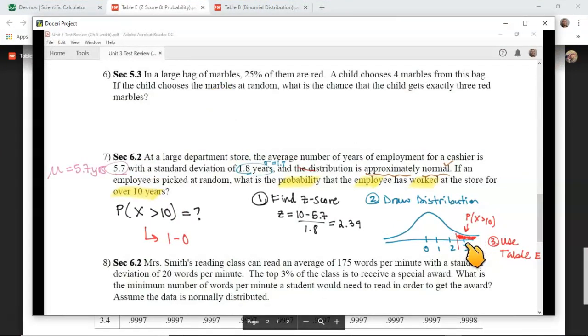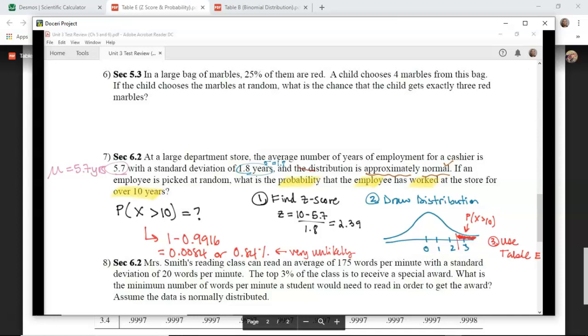So we have to remember that that table only gives me the area to the left. So when I'm calculating my probability here, it's 100% of the area under the curve minus the area to the left, because the probability I want is the area to the right. So minus 0.9916, which is 0.0084, or 0.84%. So that's a very unlikely chance that if a worker is picked at random, they've been at the store for over 10 years.